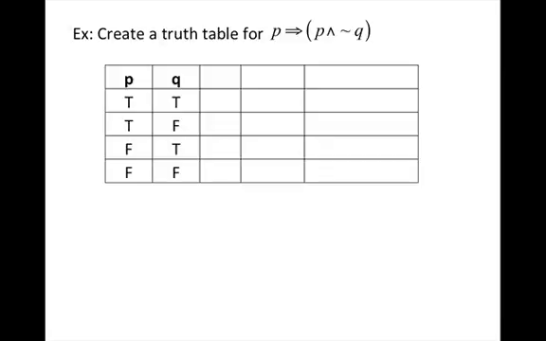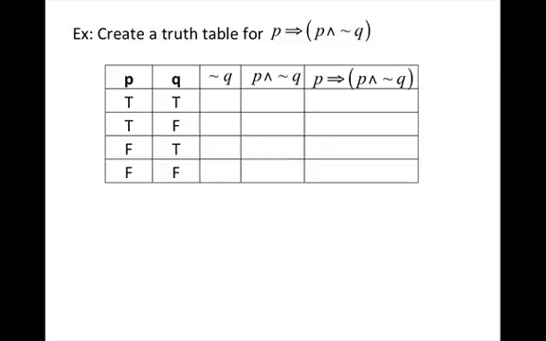So begin with what's inside the parentheses. I have P and not Q. So I know I'm going to need a not Q in my table. Then I'm going to need a P and not Q. And then I can do a column for my overall statement, P implies (P and not Q). I have two propositions, the P and Q, so I have the 4-line truth table. The values for P were true, true, false, false, and the values for Q were true, false, true, false.